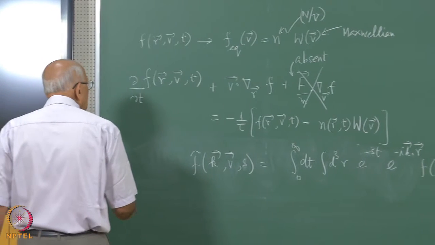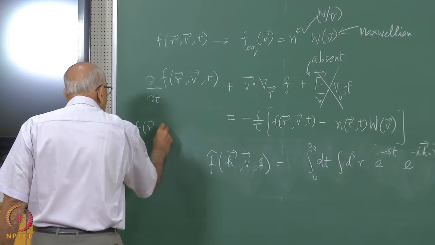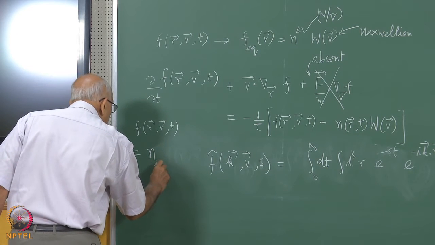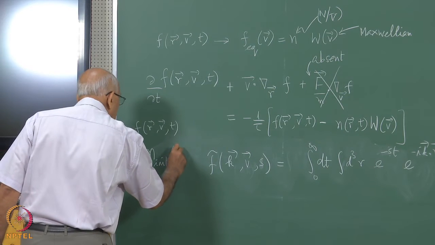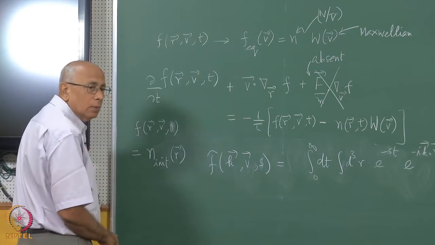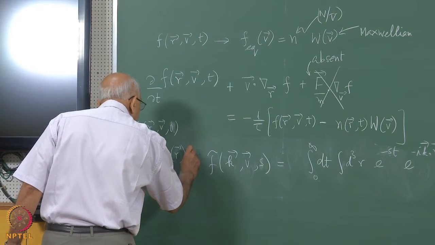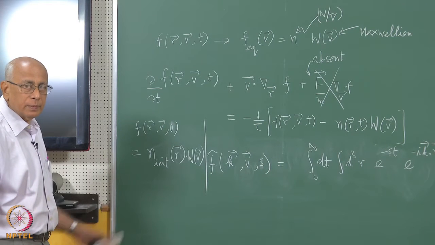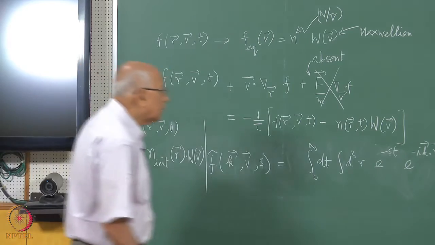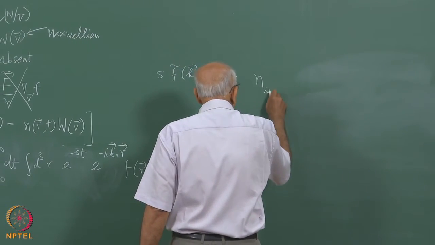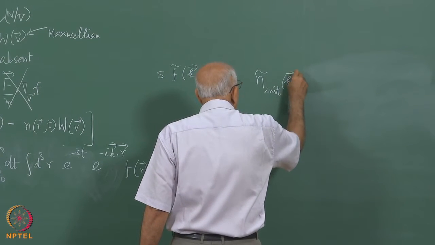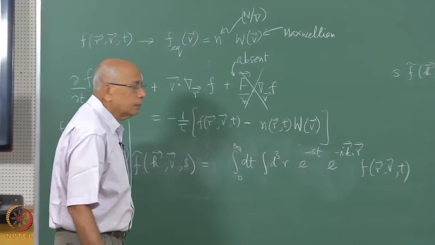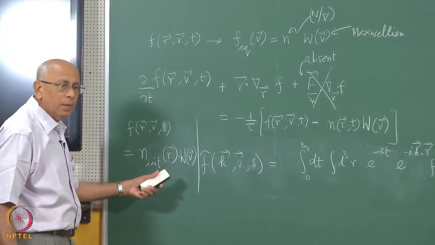Now, we made the assumption that the initial distribution f of r, v, t, this quantity, is equal to some initial distribution in r at 0, multiplied by W of v. That was the assumption we had made, right? So minus, if I take the transform, n initial tilde of k, W of v. That's the value of this guy after a Fourier transform in space.